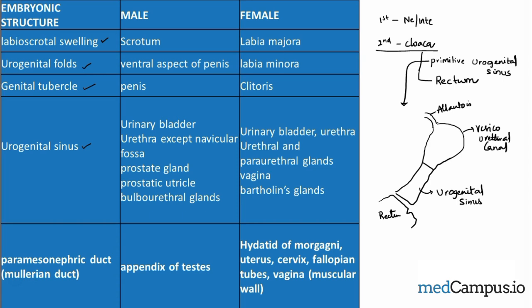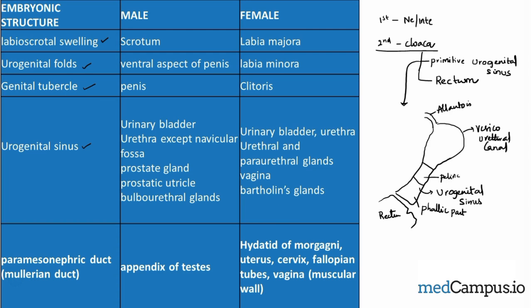This urogenital sinus during further development is again divided into two more parts. One is the pelvic part, which is cranial, and the other is the phallic part, which is caudal. So this is the division of the cloaca, which is the second important structure in formation of the urogenital system. Now we'll start with the embryonic structure and the male and female derivatives.